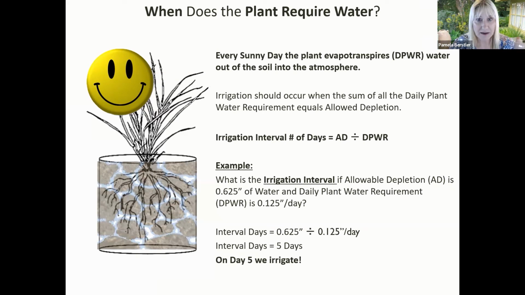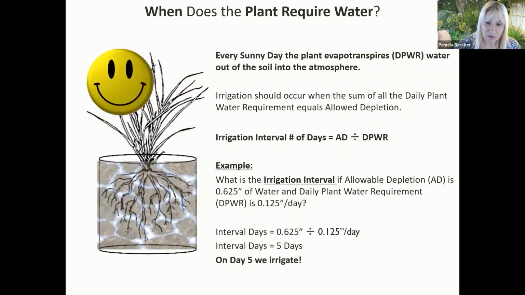So if we do a quick example and we ask ourselves, what is the interval? And by the way, it's interval days. It's always in days. So we ask ourselves, what is the interval if we have an allowable depletion of 0.625 inches and we have a daily plant water requirement of 0.125 inches? Well, we take our allowable depletion of 0.625 and we divide it by our daily plant water requirement of 0.125. And what do we find out? It's 5 days. 5 days is our irrigation interval.